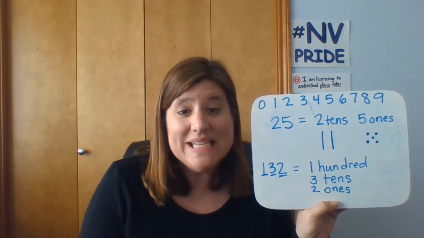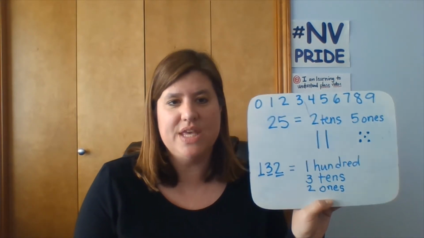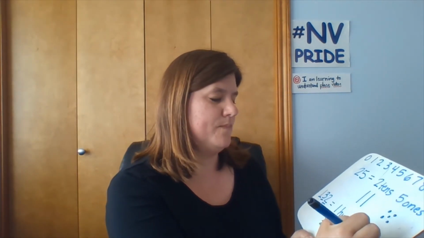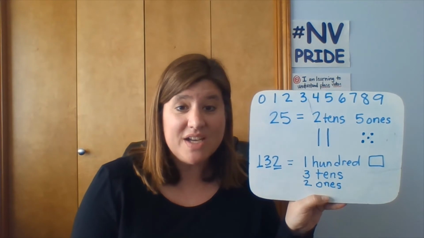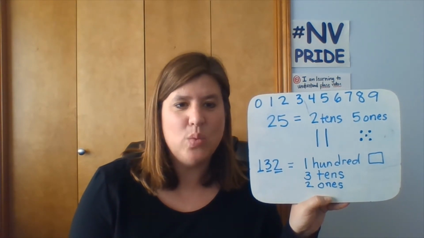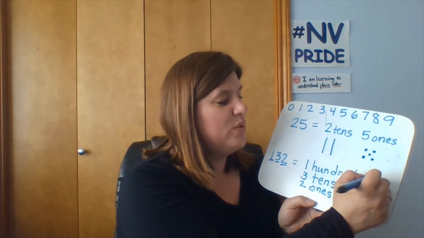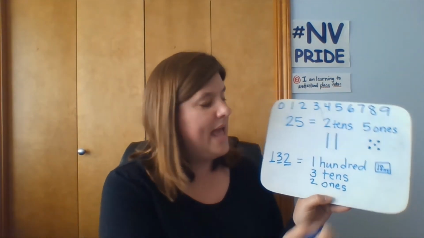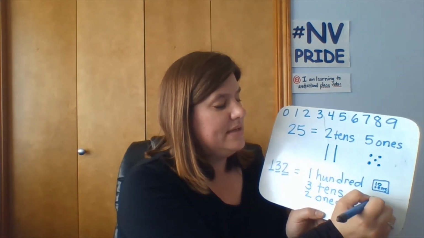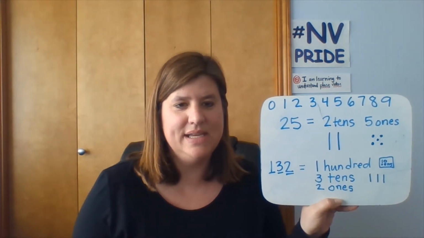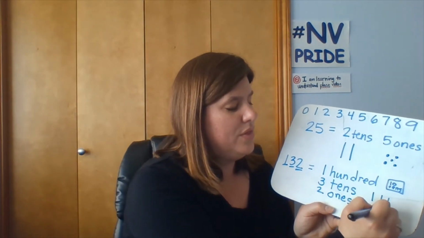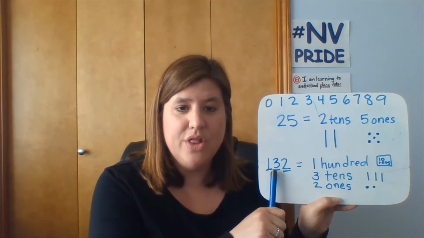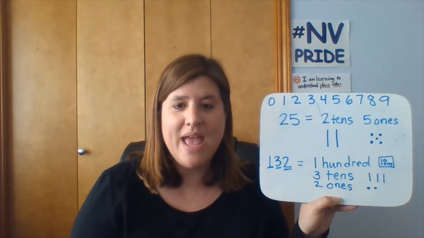If I were to draw a place value picture to match this, it would look like this. A box or a square would represent the 100, and that means that there would be 10 10s inside. And then I would have my 3 10 sticks and my 2 1s to make the number 132.